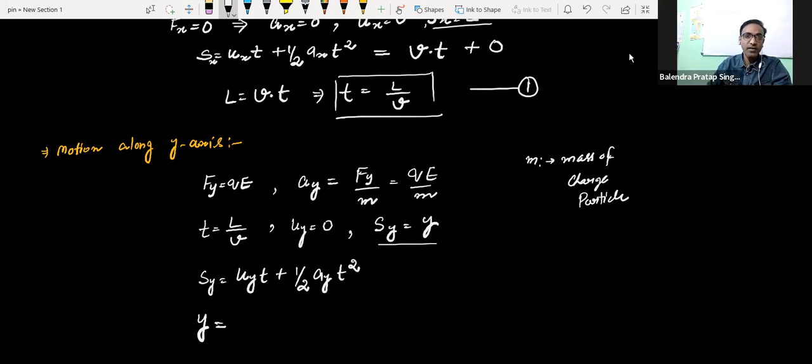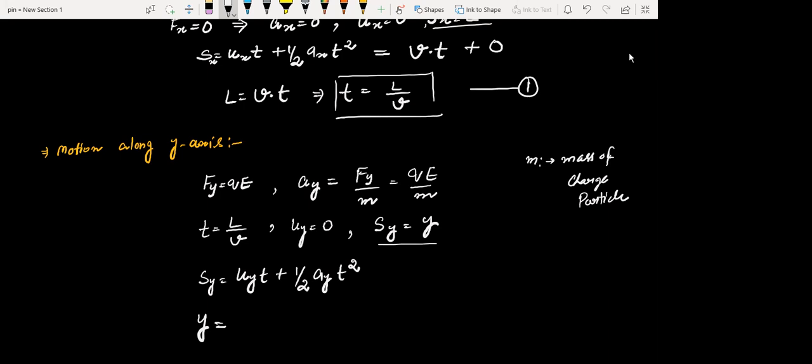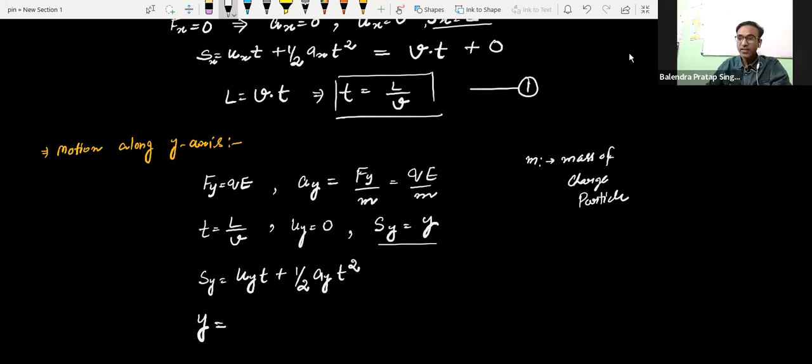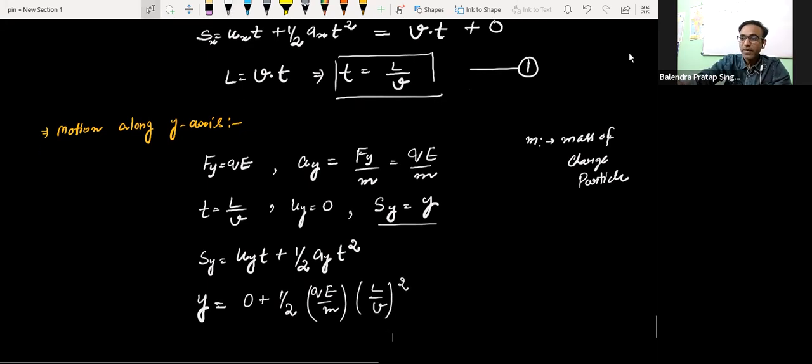Nashi, have you got the answer? Sir, I got 1 by 2 QE by ME into L by V the whole square. Yeah, it's a correct answer. So both of you got the correct answer. So here the value of y is equal to uy times t, this part is 0, plus half of ay t square. The value of ay is qE by m, and the value of t is L upon V, the whole square. That is the value of y.